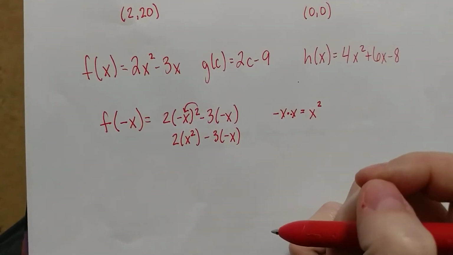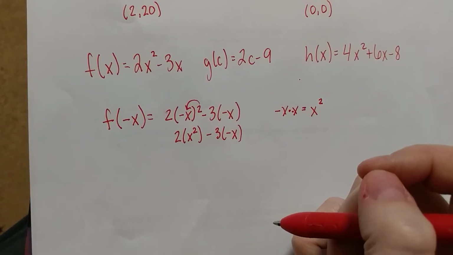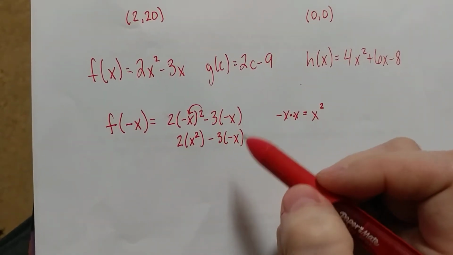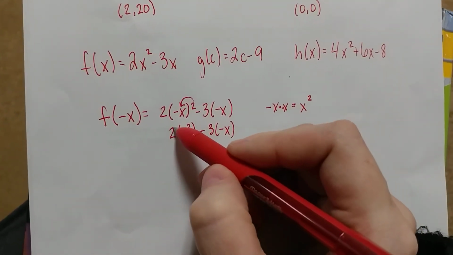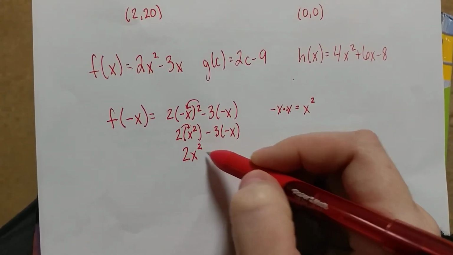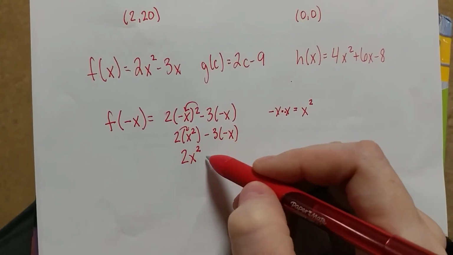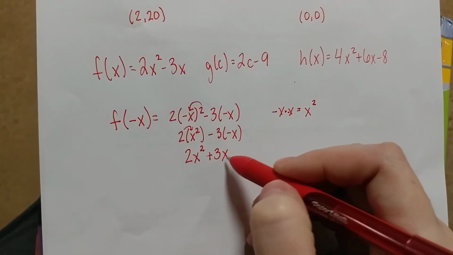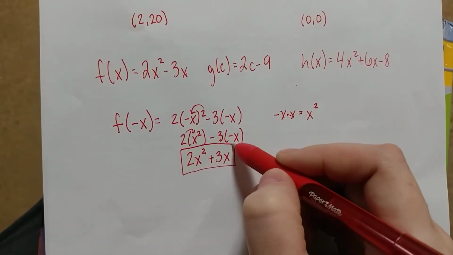Now I've taken care of the exponents. I need to work on my Please Excuse My Dear, so it's multiplication and division. Multiplication would be this one when I distribute. That becomes positive 2x squared. Negative 3 times negative x becomes positive 3x squared. And that is your solution.